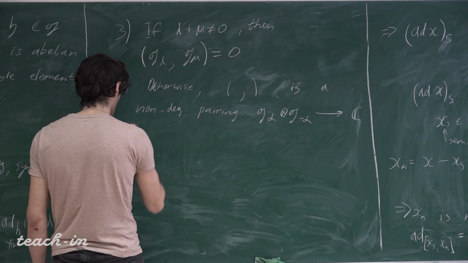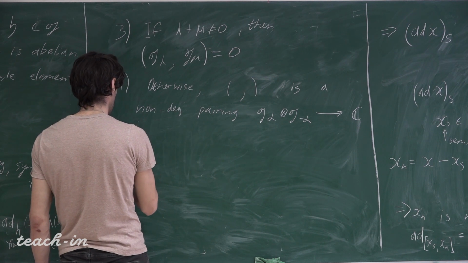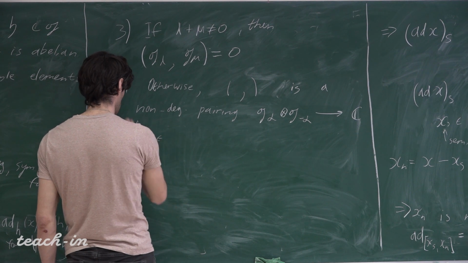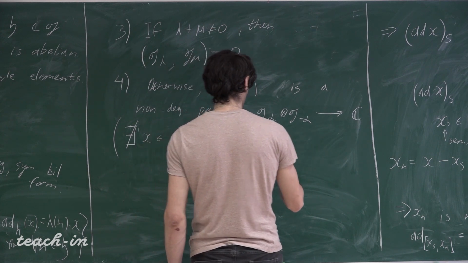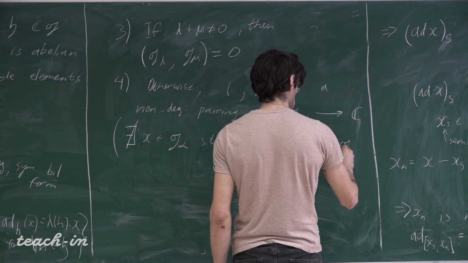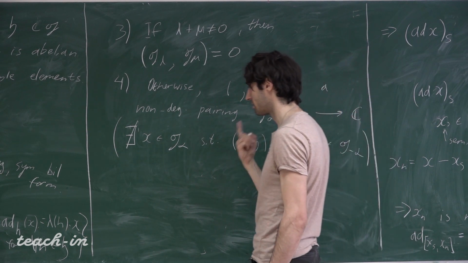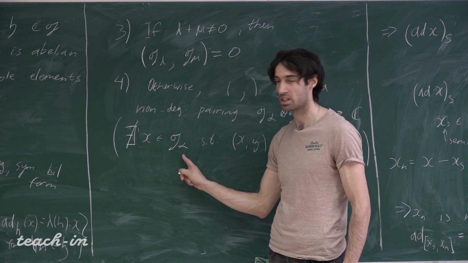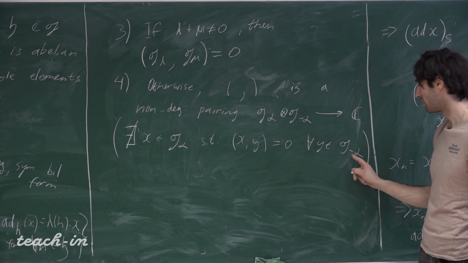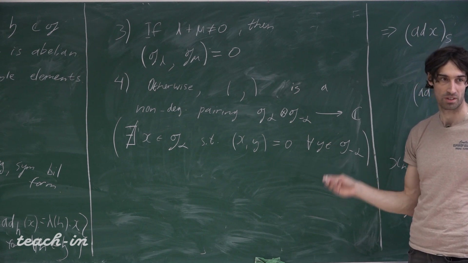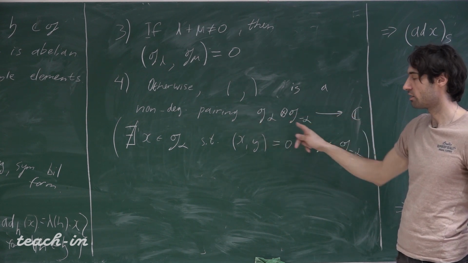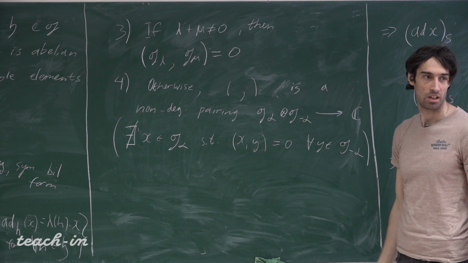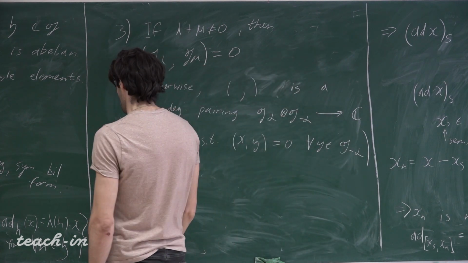let me write this down explicitly. There is no x in G alpha such that (x, y) equals 0 for all y from G negative alpha. And the symmetric statement: there's no x from G negative alpha such that this is 0 for all y from G alpha. So this is non-degeneracy. In particular, it means that this form gives an isomorphism from G alpha to G negative alpha, so their dimensions are the same.